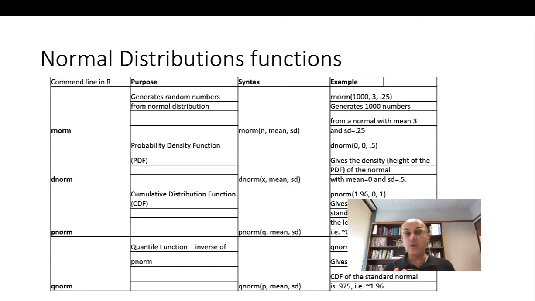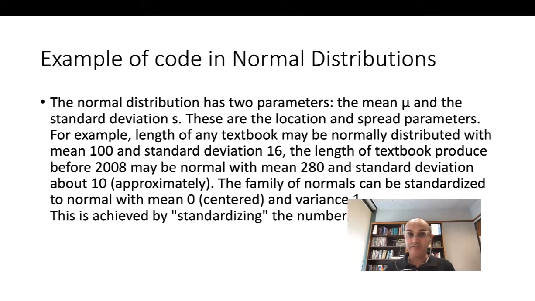In R, the distribution functions have very defined definitions that you can use to see if your data set has a normal distribution. rnorm generates random numbers from a normal distribution. dnorm is the probability density function, and it allows us to calculate with x, the mean, and the standard deviation. pnorm is the cumulative distribution function, and qnorm is the quantile function, the inverse of what pnorm consists of. So, here is an example of code with normal distribution.